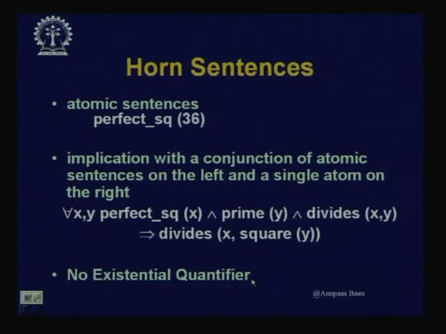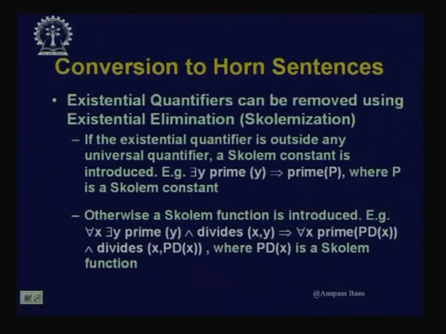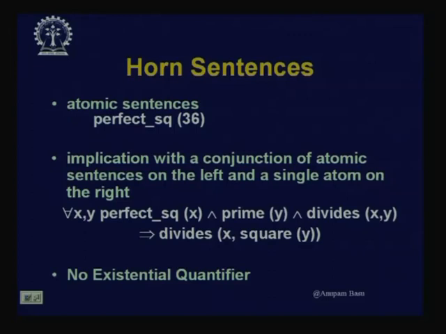Now, a couple of things you can note: on the left hand side of this implication there are atomic sentences, there can be negations on that side also, and on the right hand side we have a single atom, and there are no existential quantifiers. So, if this be our Horn sentence, this side is a conjunction, there is no ORing, and here also there is only one unit.